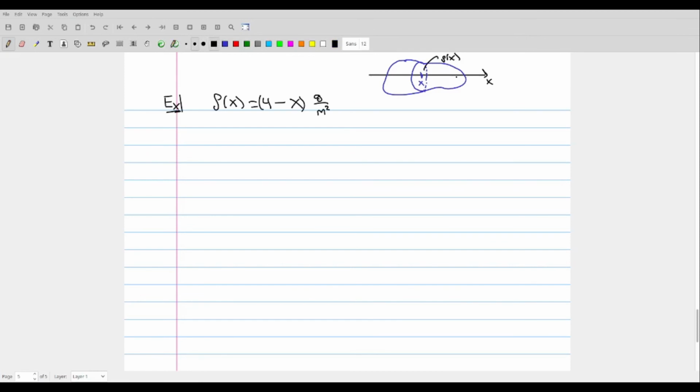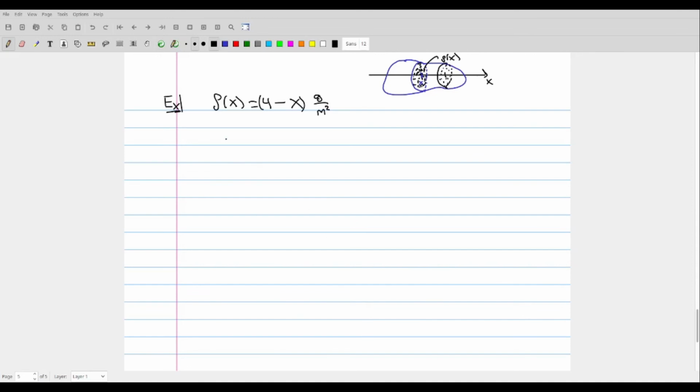So very often you can have a function with a mass density that is changing in space. It changes as you move around the object. Maybe there's a lot of mass concentrated in the object right here, but at some other point in the object, some other cross-section, there's much less mass concentrated, or there's less mass per unit area in the cross-section.